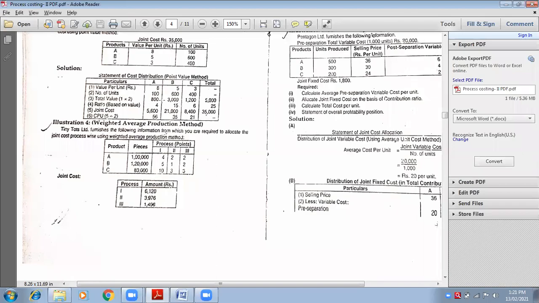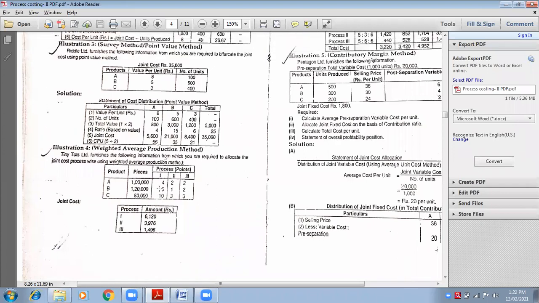Yeah, okay. So see, process 1 joint cost. The joint cost of process 1 is 6,120. But here we know process 1 has 3 products, product A, product B and product C. So here process 1 total cost is 6,120, but we now need to divide it amongst product A, product B, product C.